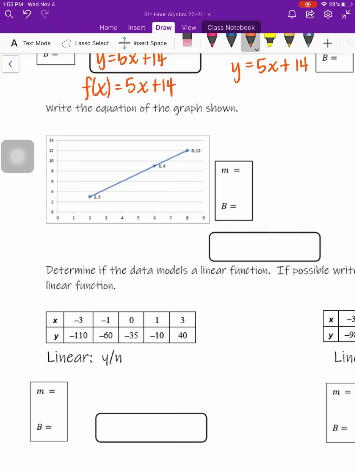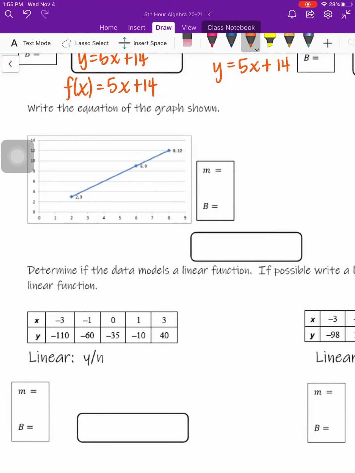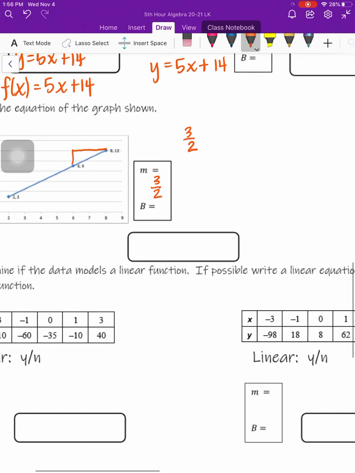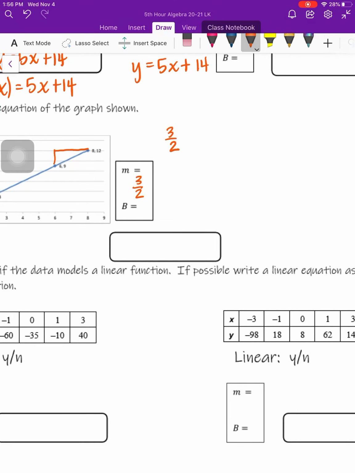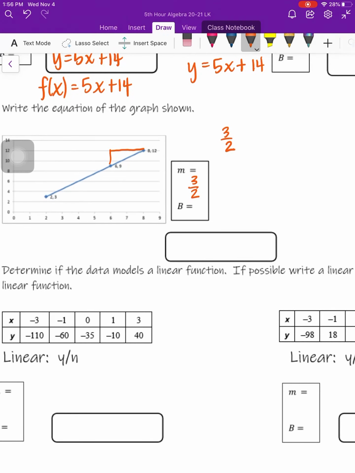So this next one we're given a graph. We need to find the slope, and I'm going to go using the slope-intercept process, or just the process of finding slope. To go from this point at 6, 9 to 8, 12, we're going up 3 and running 2. And I know that looks disproportionate, but just ignore that for now. So I found that my slope was 3/2, and then I'm going to use point slope because I don't have a y-intercept.